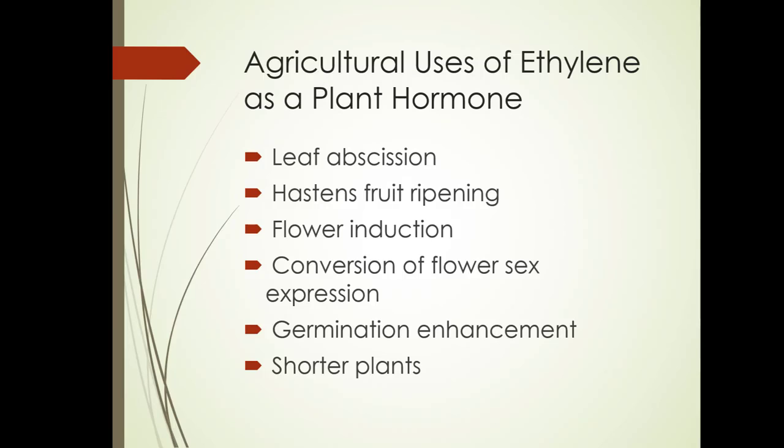So some of the agricultural uses of ethylene are leaf abscission, hastening fruit ripening, fruit induction, conversion of flower sex expression, germination enhancement, and shorter plants.